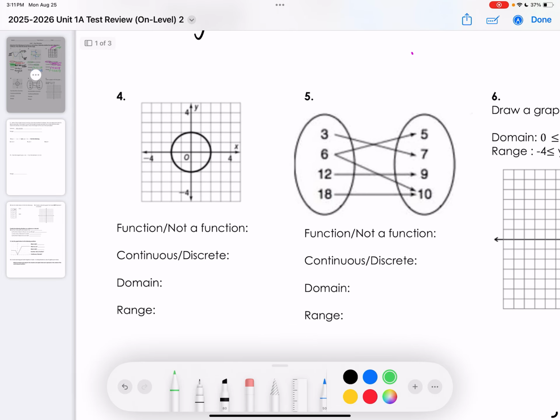All right, so this one would not be a function because if I did a vertical line, it would hit the vertical line 2 times. So this one fails the vertical line test. Okay, this is continuous. You do not need to lift up your pencil to draw that circle. Okay, so this is continuous, which means we use inequalities.